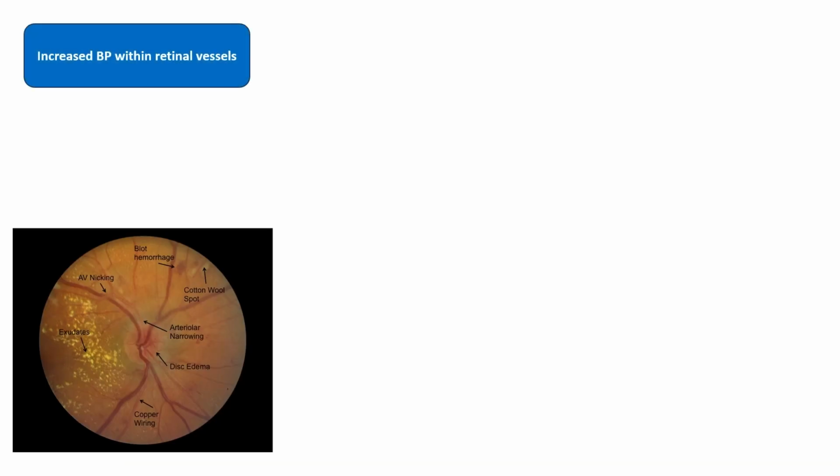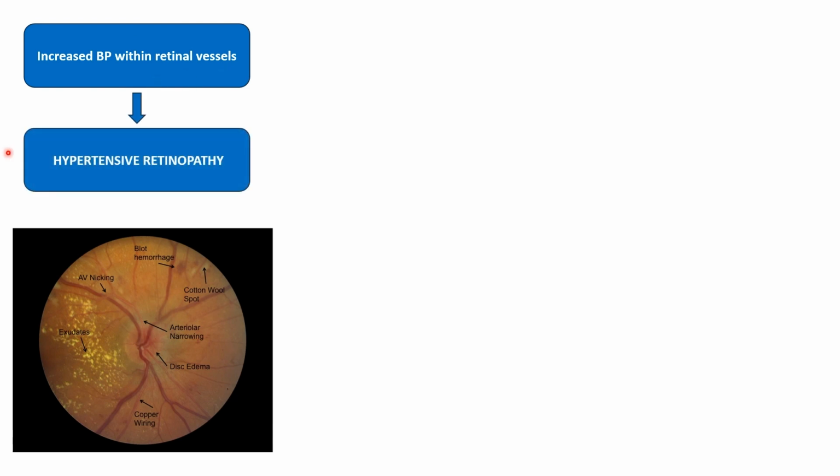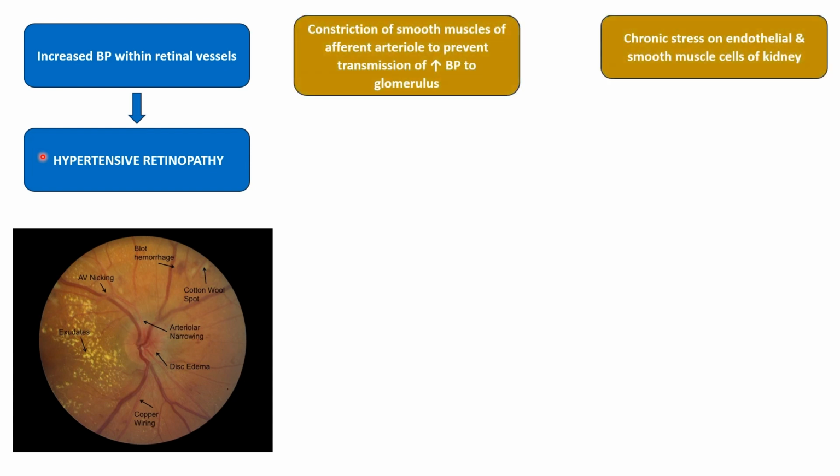Okay, so this is basically how blood pressure affects the eyes. So you have increased pressure within the retinal vessels, and you have therefore hypertensive retinopathy. I just want to put a pin in that because we're going to go back to that later in the video. And then we're going to talk about this pathophysiological mechanism of hypertensive nephropathy.